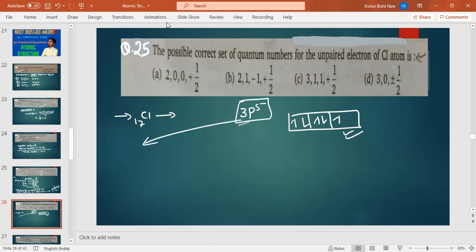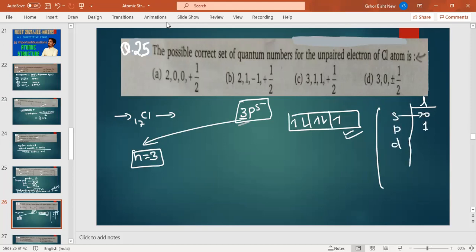That means here the number 3, n is equal to 3. And you remember, maybe I have written, for the l values, for s, l is equal to 0. For p, l is equal to 1. For d, l is equal to 2. And f is equal to 3. These are the l values if the orbitals are s, p, d, f. If the electron is in an s orbital, then l value is 0. If the electron is in a p orbital, then l value is 1. So here you need to find out.